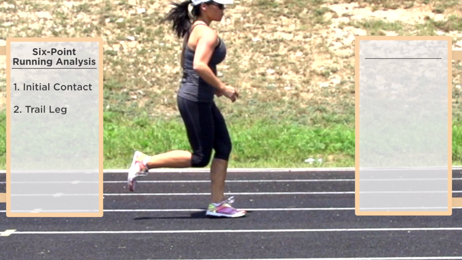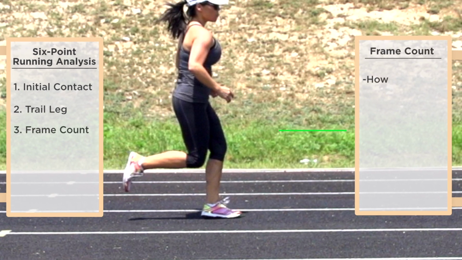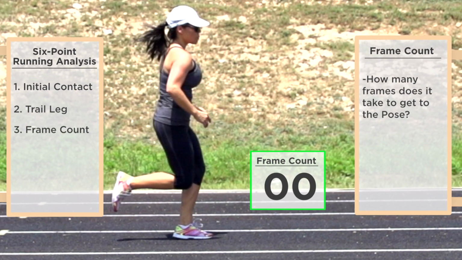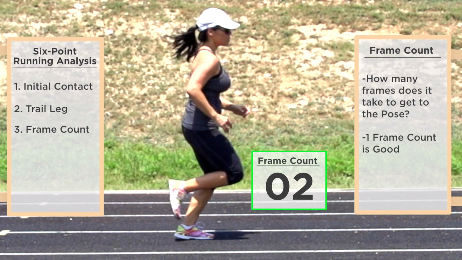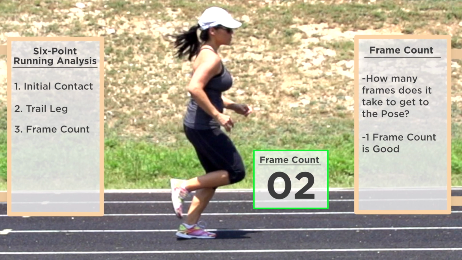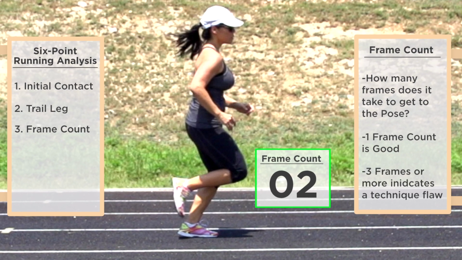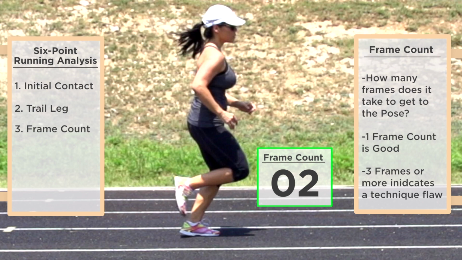The third marker is to advance the video frame by frame until you reach the running pose. Count how many frames it takes. If it takes 1 frame, you're in good shape. The more frames you count, the further ahead of the body you've landed. Generally, 3 frames or more is a sign of a technique flaw.